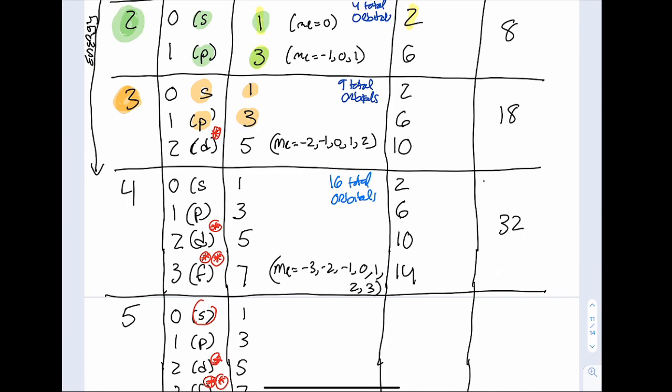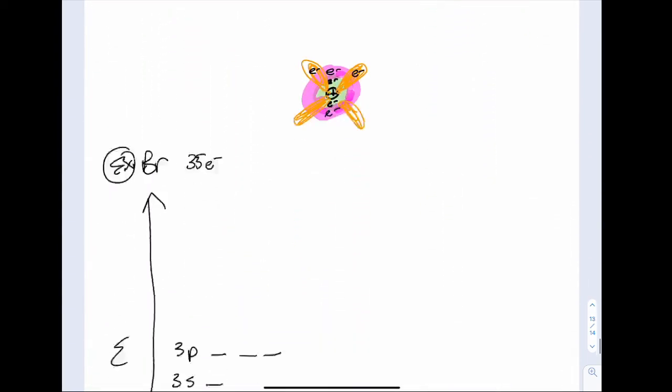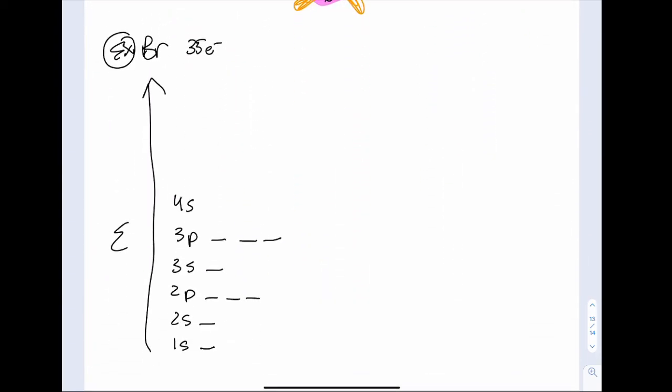3d, there's that asterisk on it, so we're going to actually go and do 4s next. There's going to be 1 of those. Then we're going to go back up and do our 3d. I'm going to draw 5 lines for that one. So 4s, then 3d, and 5 values for m sub l, 5 orientations, 5 orbitals, so 5 lines. When I fill up those orbitals, I'm going to put 1 in each of those 5 before I pair them.